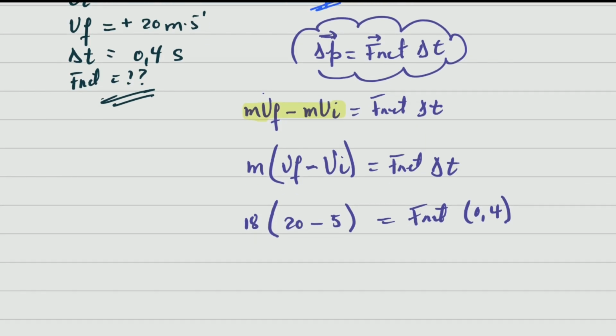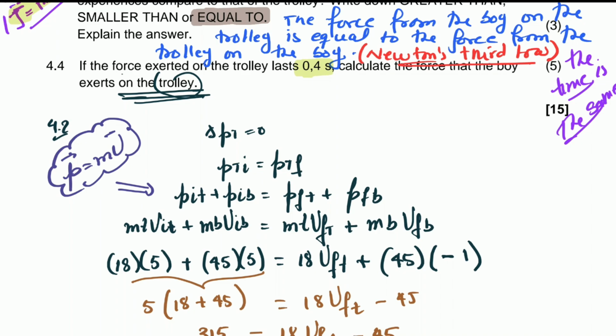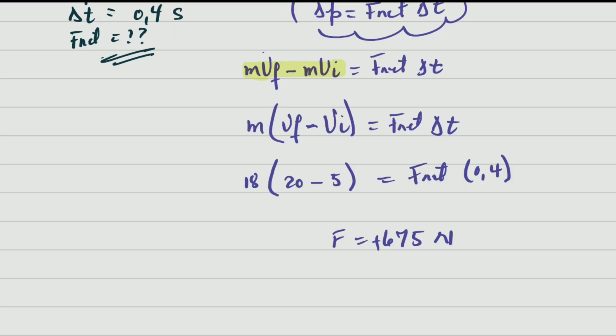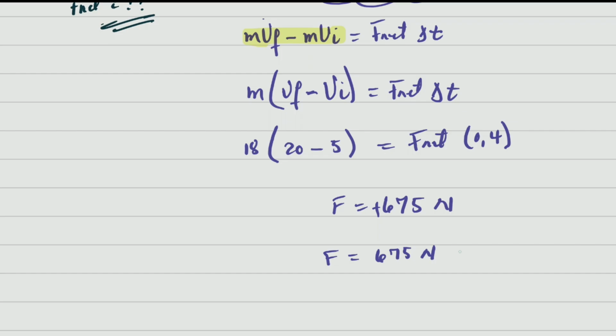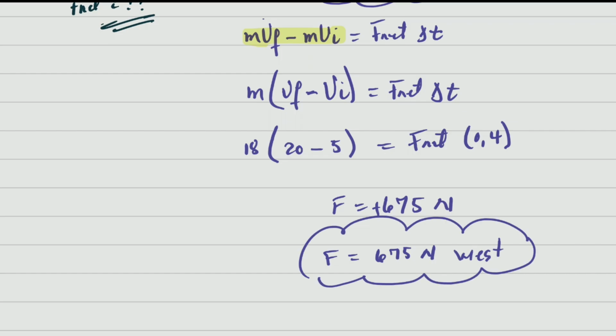So when you calculate this and substitute everything, you will get that the force was equal to 675 Newton. Now they say calculate the force, and force has a direction. The answer is positive, and therefore it means that the force is equal to 675 Newton. Positive means west for us here, so it is to the west. And this is the answer of question 4.